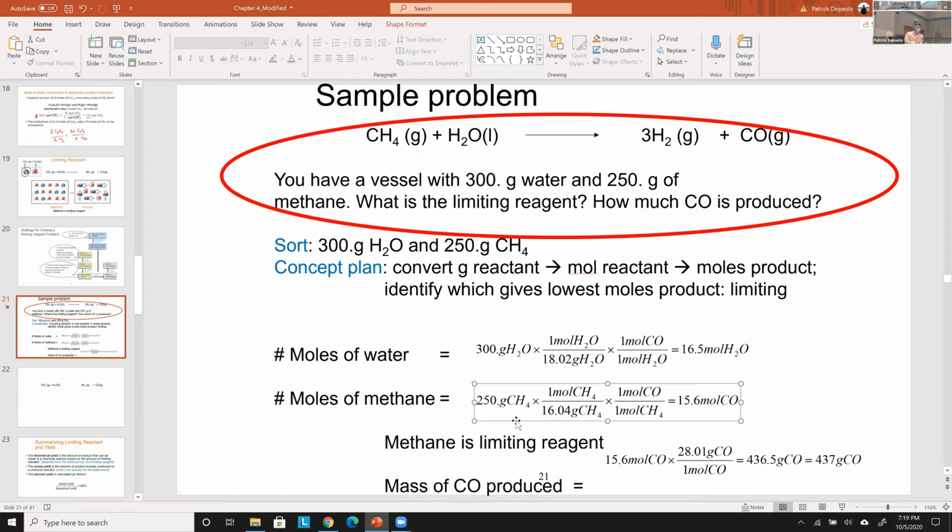It would use 15.6 moles because it uses the same amount as methane does. So the difference of that is, I could do math, 0.9. The difference between the moles of H2O and the moles of methane is 0.9. That means 0.9 moles of water will be left over. So you can figure out all that information.